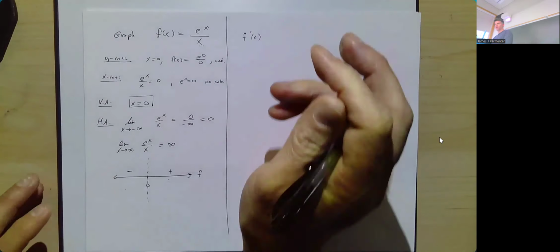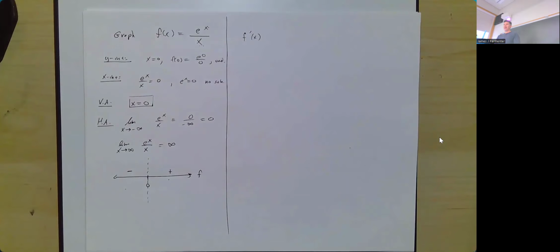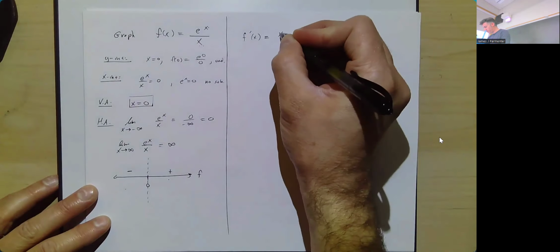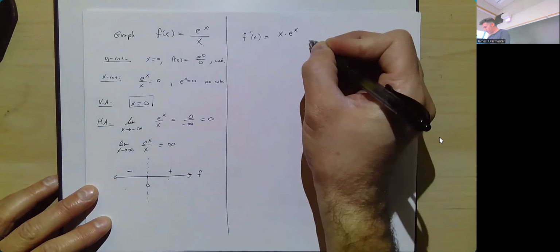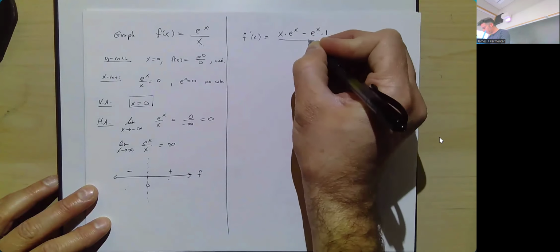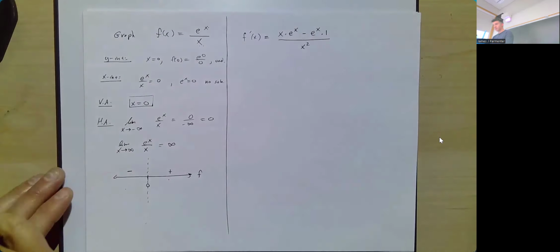I would use the quotient rule here. I don't think writing this as e to the x times x to the negative first and then using the product rule is a better way to go. I would use the quotient rule. It's going to be the bottom times the derivative of the top minus the top times the derivative of the bottom, all divided by the bottom squared.